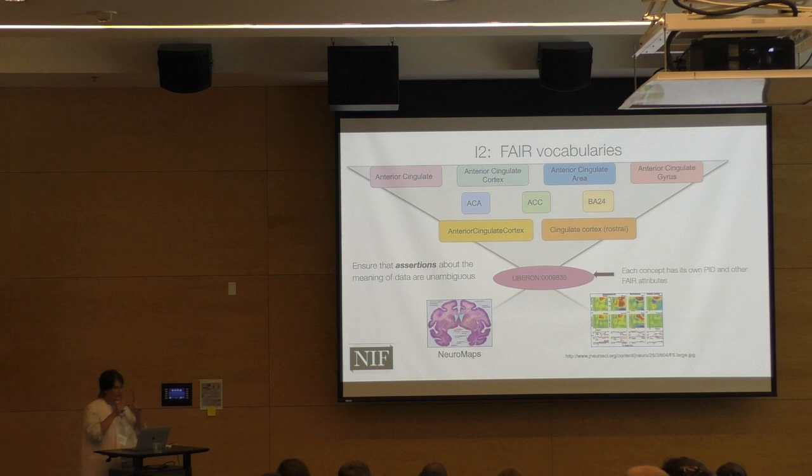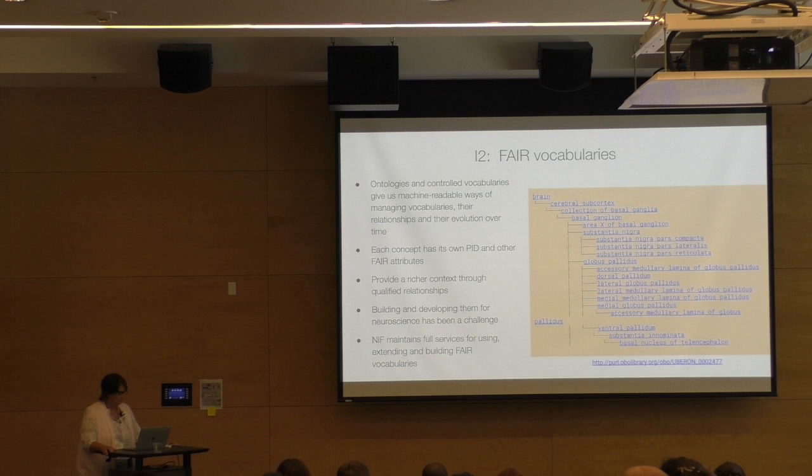They also give us some additional benefits in the sense that they provide richer context through these qualified relationships. That means I could have something here where I have cerebral subcortex and I could say that that was a part of brain. And generally, these things are called ontologies. There are a lot of examples out there. You may know the gene ontology. It's the best known one, Foundational Model of Anatomy, which was created here at the University of Washington.